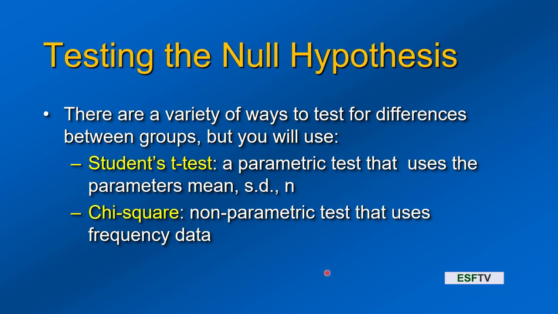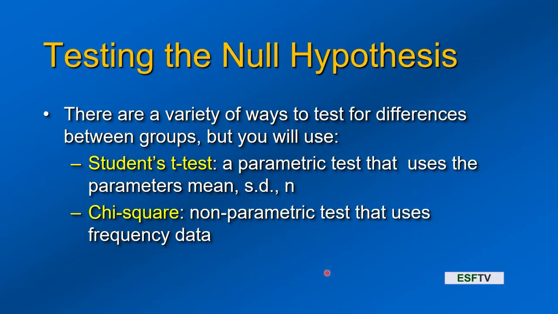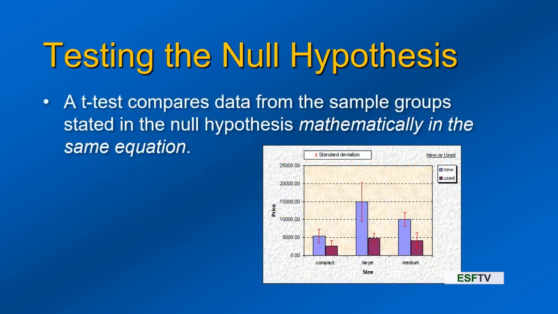You can't always do that for a variety of reasons, so sometimes it's better to go to non-parametric tests. That means in the chi-square test, for instance, which you will use in this class again, you might use frequency data instead of the mean. But we'll show you where to use those and when to use those and how to interpret them when it's time.